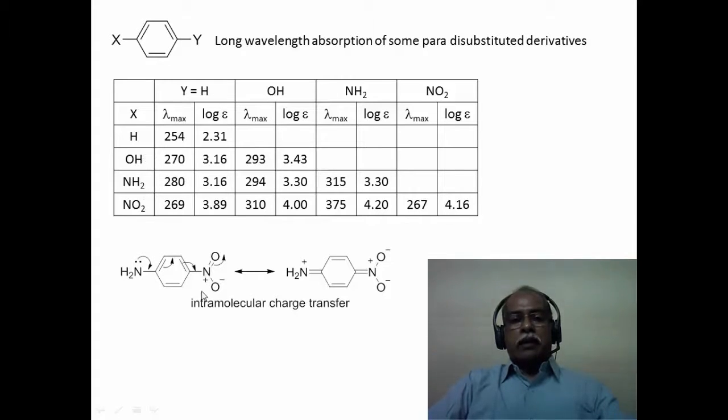And the color essentially is happening because of the shift of the wavelength to longer wavelength region, which is essentially because of the intramolecular charge transfer, which is represented by the canonical structures that are shown here. In addition to the bathochromic shift, one can also see the hyperchromic shift in terms of the epsilon value increasing considerably as you go from benzene to para-amino nitrobenzene, for example, which has a maximum shift in terms of the epsilon value increasing by 2 orders of magnitude corresponding to the benzene itself.